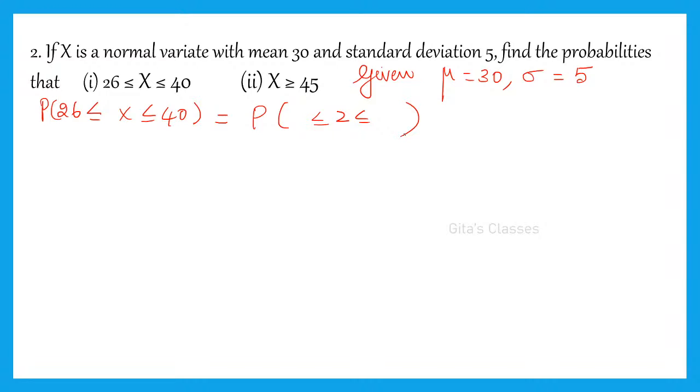Very good. Yes, minus 0.8 is correct. Z is equal to 2 for 40. Substitute 40 and find out. It is 2, no? 40 minus 30 divided by 5, right? I think you have done divided by 2.